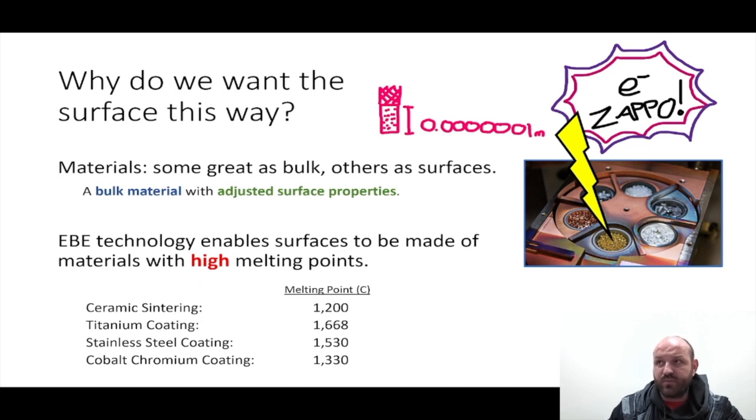And to give it some perspective, when we talked about ceramics a few weeks back in terms of sintering, we said really high levels of heat, that's on the order of 1200 degrees Celsius. But let's say you wanted to take a cobalt chromium piece and coat it with a stainless steel and then titanium layer, you'd be talking about melting points upwards of nearly 1700 degrees.